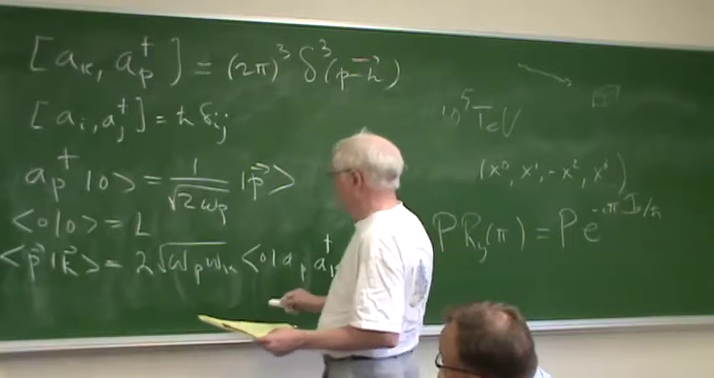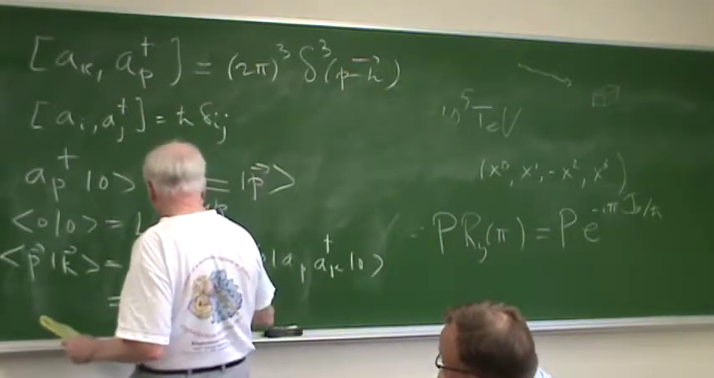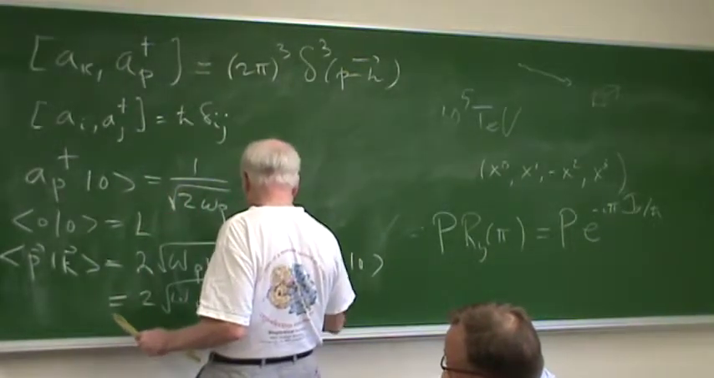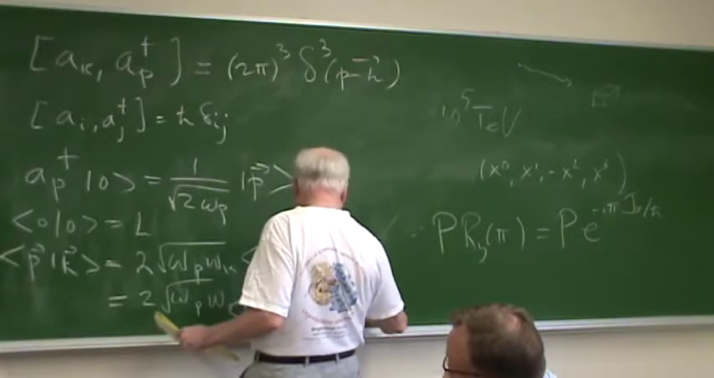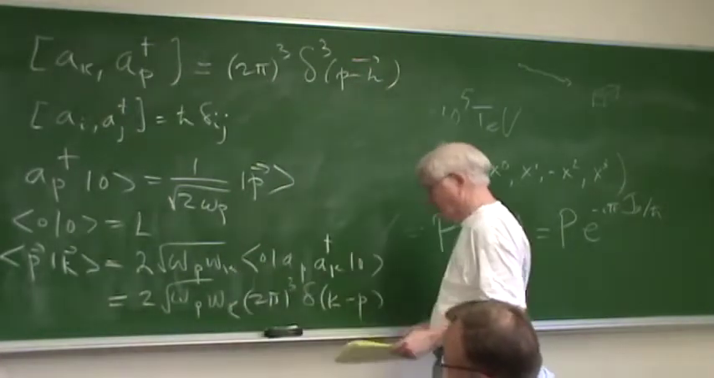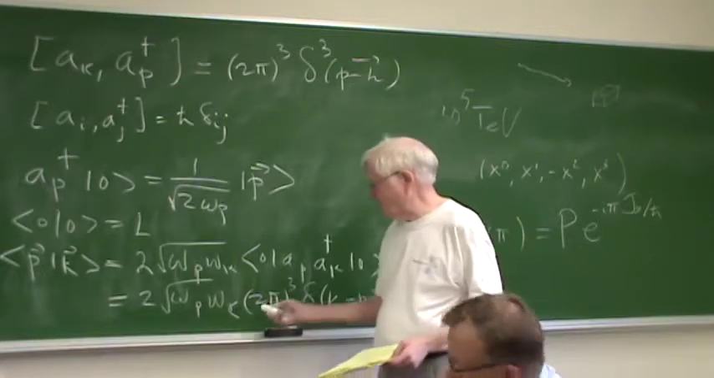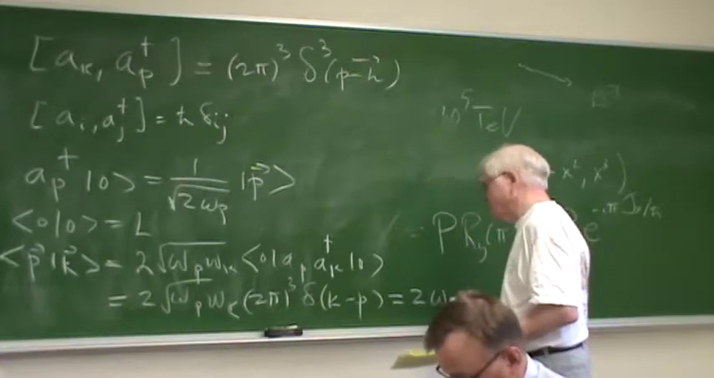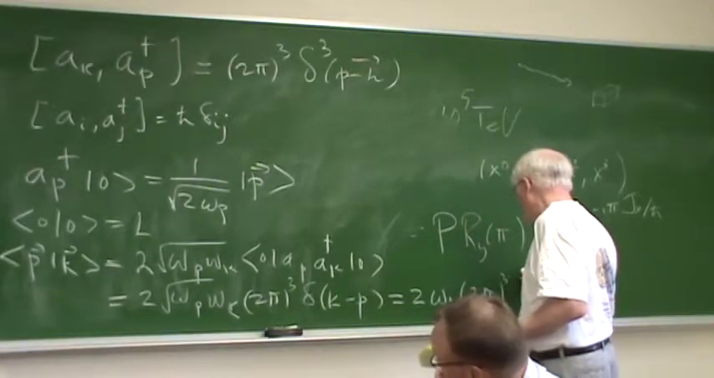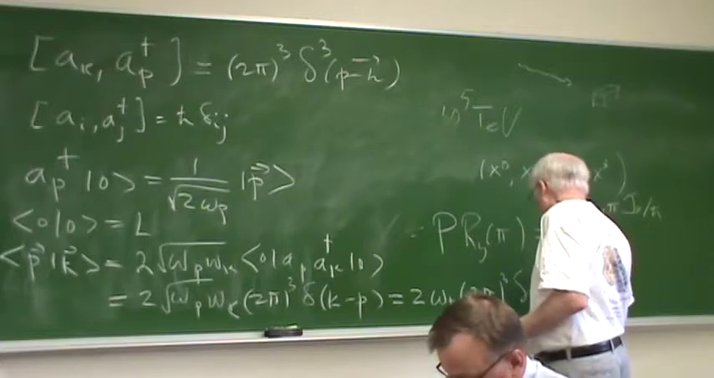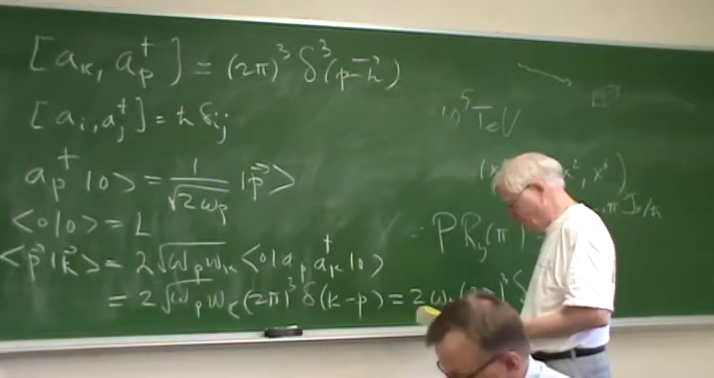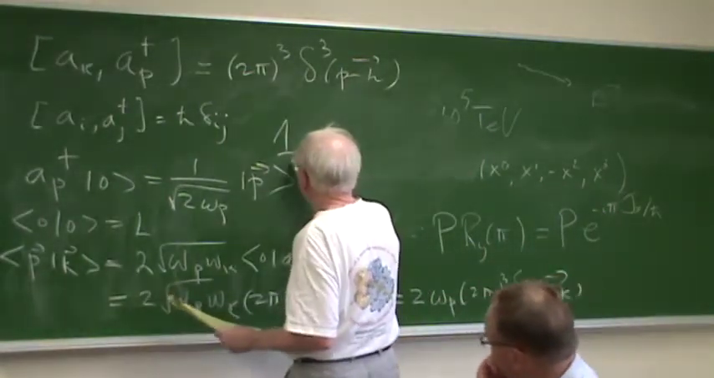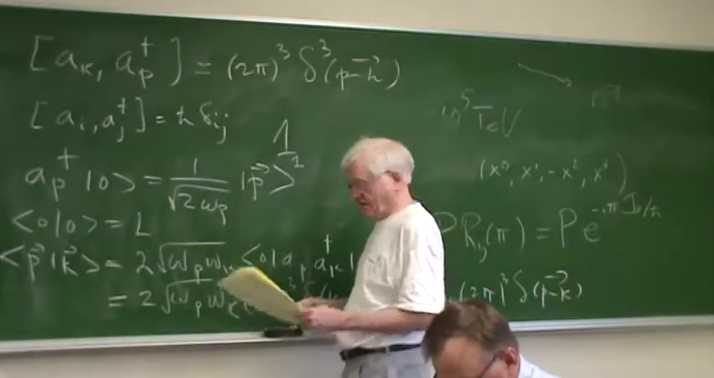And what's left is 2 square root of omega p omega k, (2π)^3 delta of k minus p, or p minus k. And of course, since this enforces p and k, the frequencies are the same. So this is 2 omega p (2π)^3 delta of p minus k, a 3-vector. Okay. The identity operator for 1-particle states, so maybe I should say 1 sub 1.